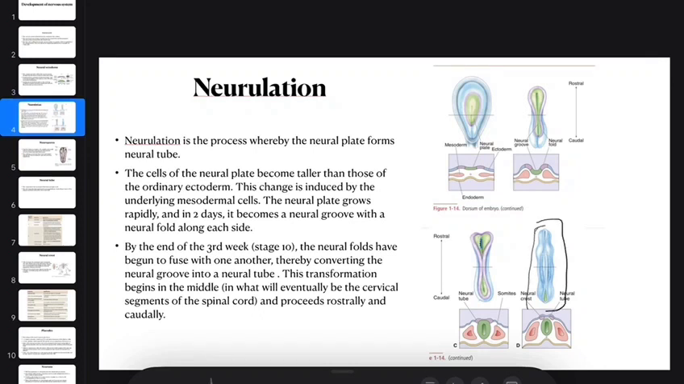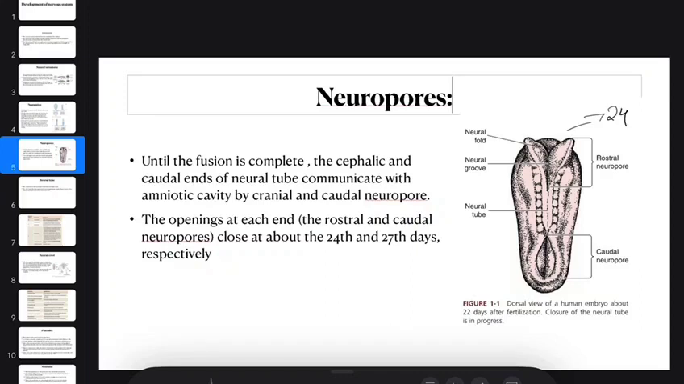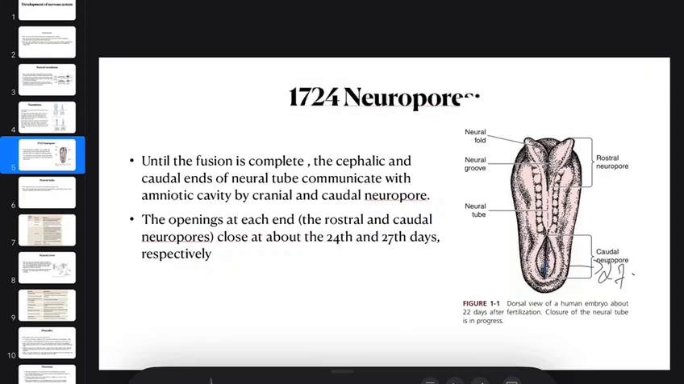This is the neural tube. This transformation begins in the middle, in what will eventually be the cervical segments of the spinal cord, and then proceeds rostrally and caudally. Then, coming to the neuropores: until the fusion is complete, the cephalic and the caudal ends of the neural tube communicate with the amniotic cavity by the cranial and the caudal neuropore. This is the cranial and this is the caudal neuropore. The openings at each end close up at about the 24th and the 27th days respectively.